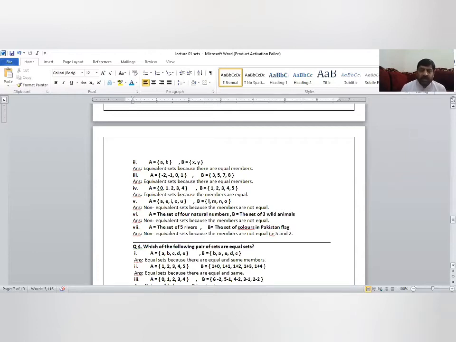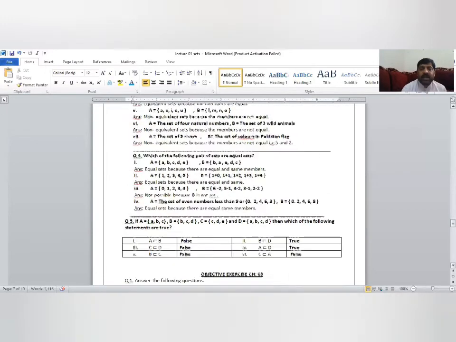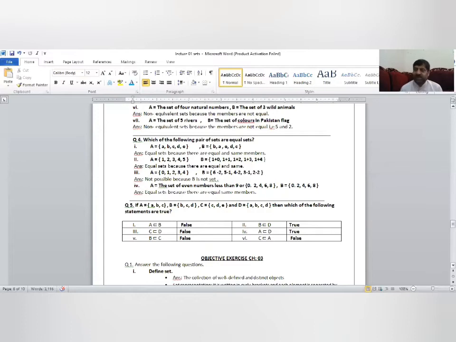Dear students, here is question number 5: which of the following pairs of sets are equal? Dear students, for equal sets we have 2 conditions. The first condition is that the strength, or number of elements or members, must be equal. And second, those elements must be the same or identical. Number 1, their strength or quantity, or number of elements or members, must be the same. Second, they should be the same or identical. Then we can call the given sets equal sets. Otherwise, they are not equal sets.